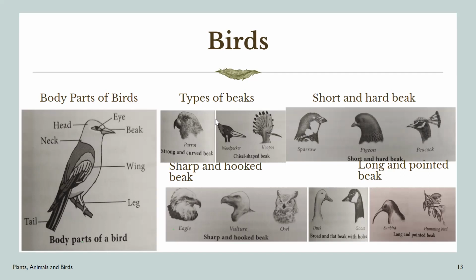Now, what are the types of beaks? One is the strong and curved beak. This type of beak a parrot has, right? Example is parrot.